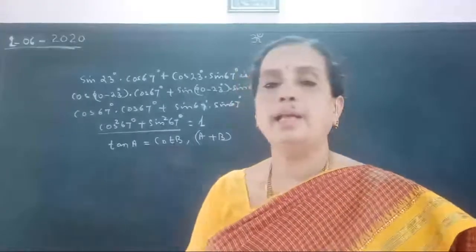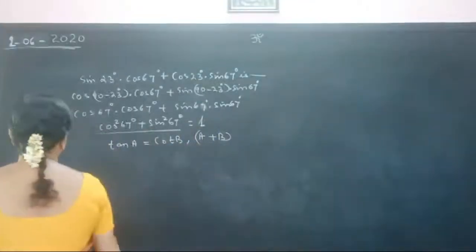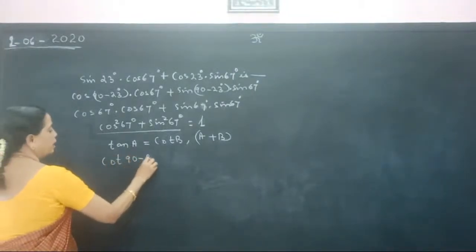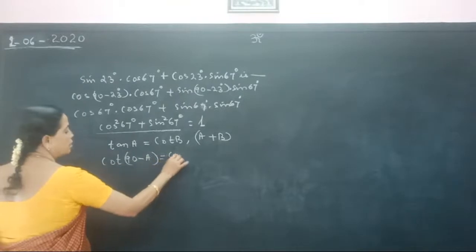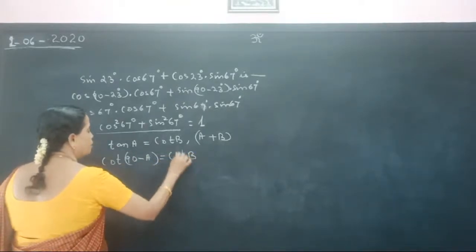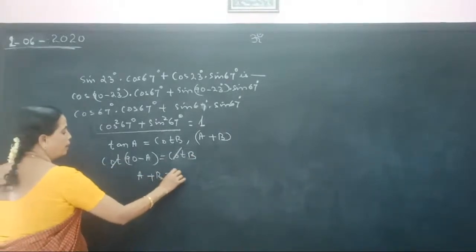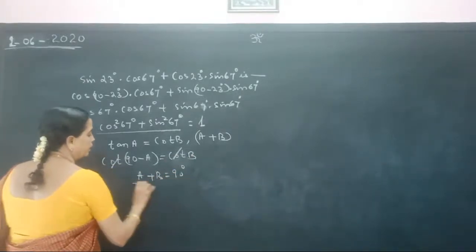So we write tan of 90 minus A, that is cot of 90 minus A, equals cot B. So what is the value of A plus B? The value of A plus B is 90.